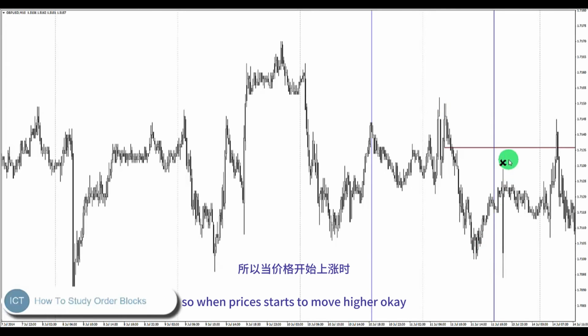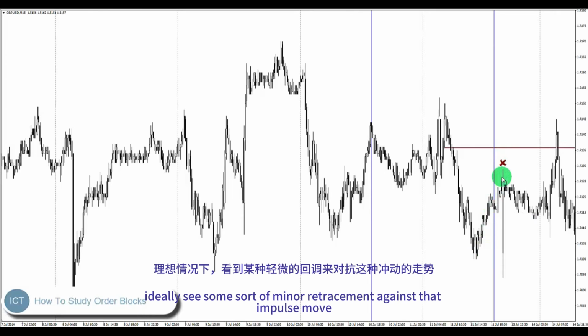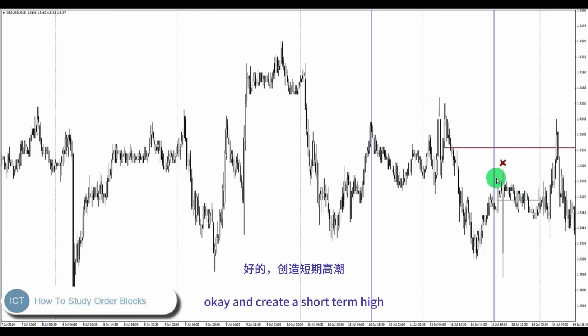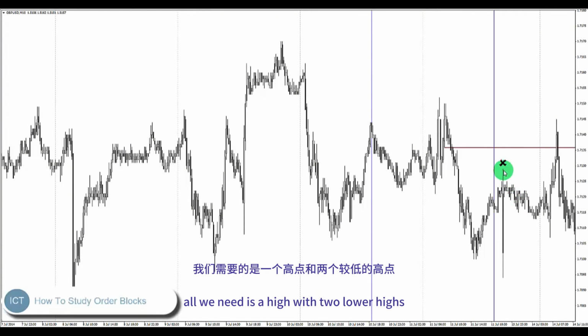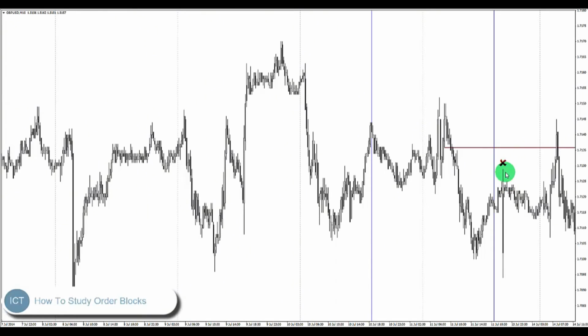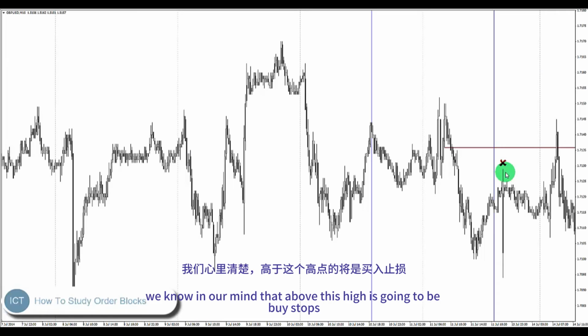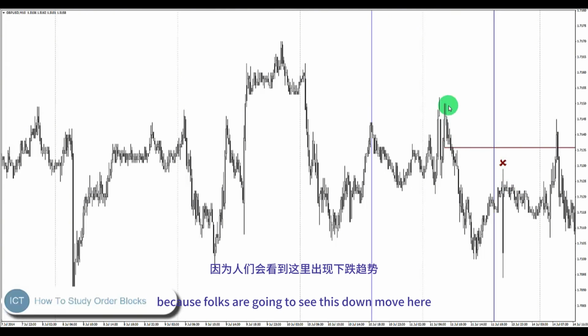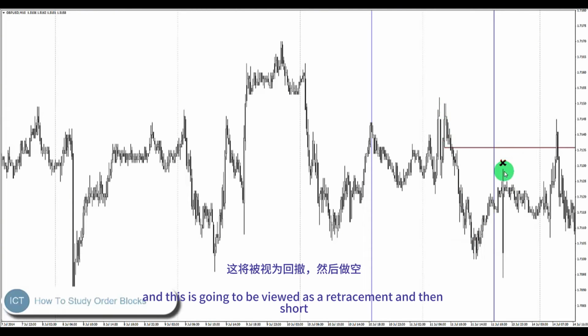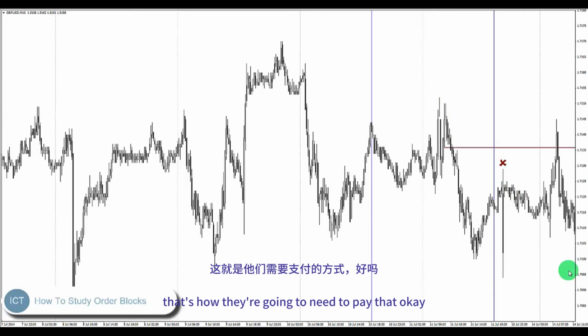So when price starts to move higher, we want to ideally see some sort of minor retracement against that impulse move and create a short-term high. All we need is a high with two lower highs, one on each side of the high. That's a short-term high. Once that occurs, we know in our mind that above this high are going to be buy stops, because folks are going to see this down move here, view it as a retracement, and then go short. That's how they're going to anticipate that.